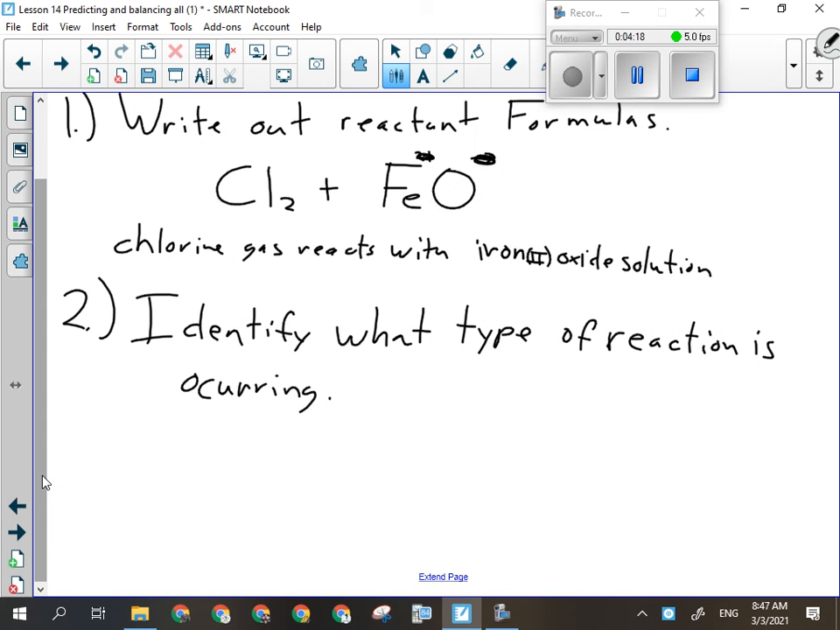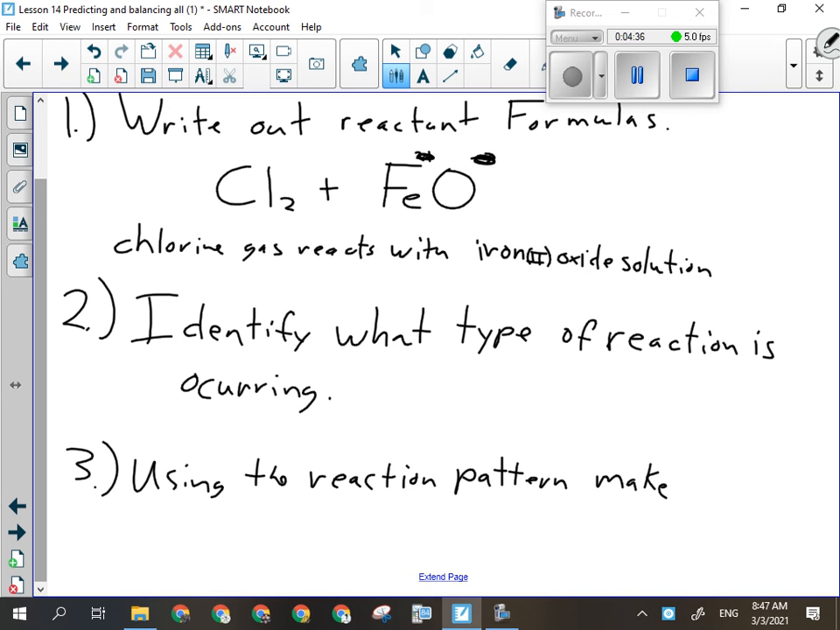Okay, then I've got to do step 3. Okay, using the reaction pattern. So now that I know this is a single replacement reaction, I'm going to follow the pattern that a single replacement reaction follows to make my products.